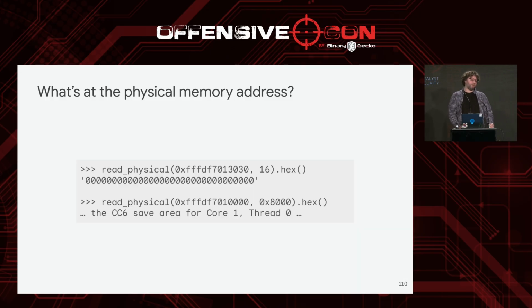The first thing that you would do is read the key from where you expect it to be. But this didn't work. There were only zeros there. We don't know exactly why, but it just didn't work. But what we found close to this area is something called the CC6 safe area for one of the CPU cores.